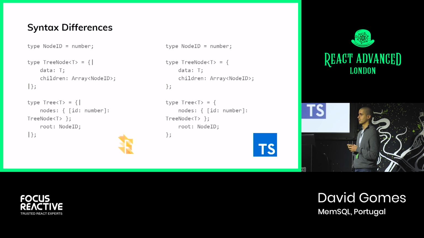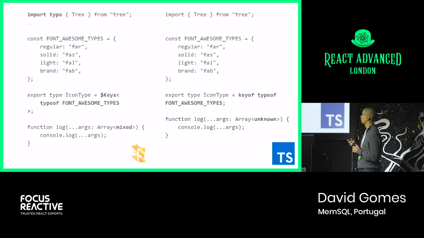Their syntax is very similar. That's not where their main difference lies. So some basic type definitions look basically the same. Flow has the pipe for sealed objects, but they're actually getting rid of that. This slide will become basically the same on both sides very soon.